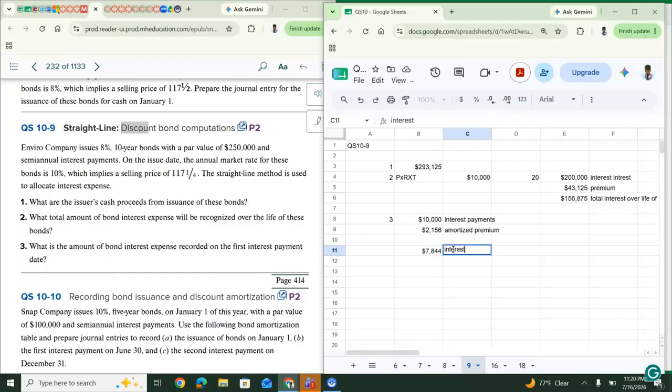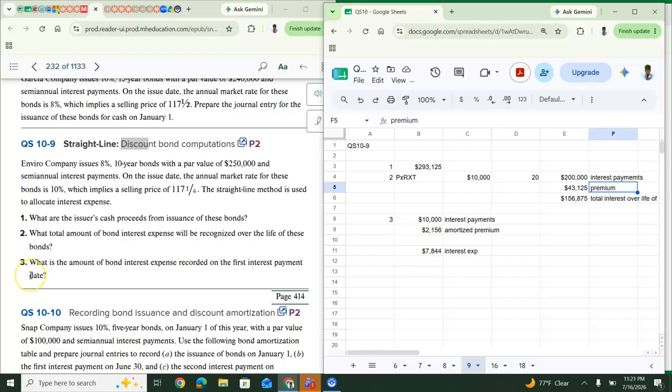It looks like I labeled something properly up here. Let me fix it when I get a chance. This is 200,000 interest payment. Okay. And I'm really curious because this is not a discount, obviously. 117. I want to see what the answer key is. I'm gonna pause the video and I gotta pull it up.